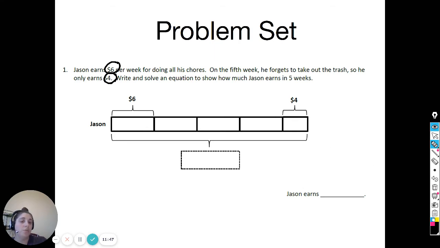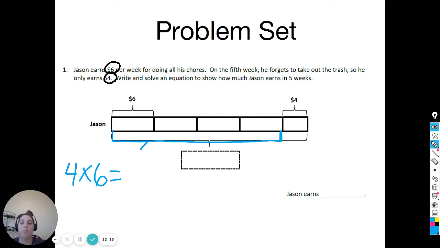So first, we need to figure out how much he made in these first 4 weeks. In those first 4 weeks, okay, 4 weeks or 4 groups of 6, because he got $6 each week.